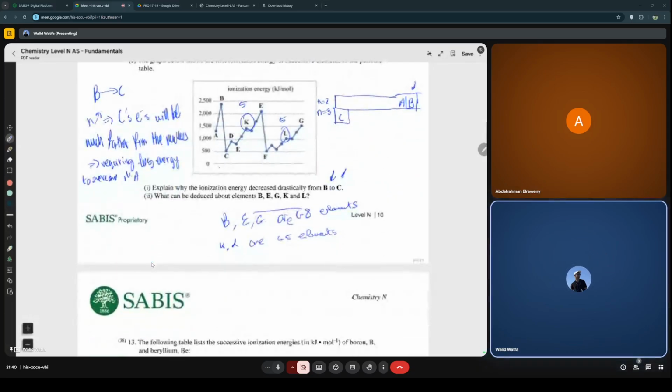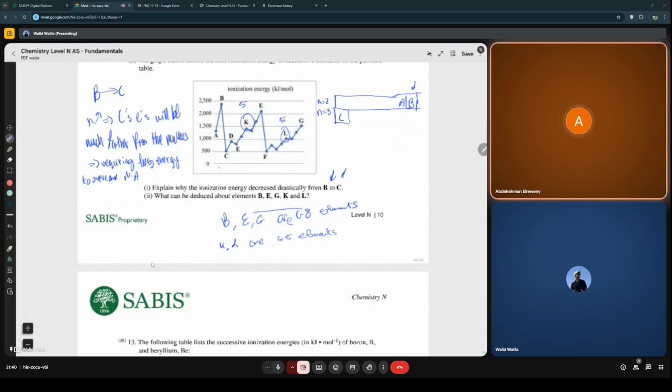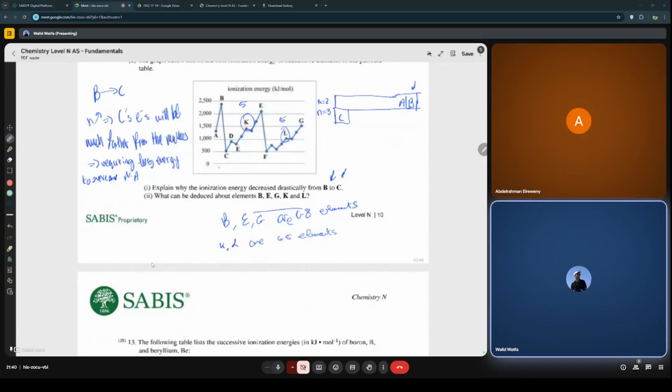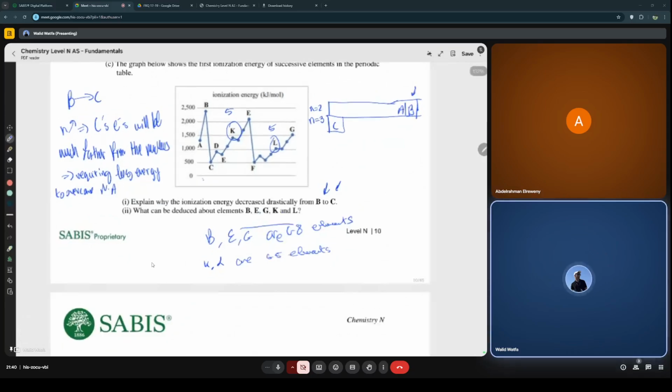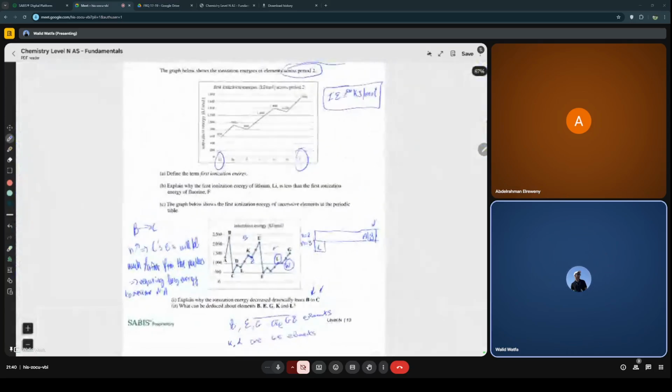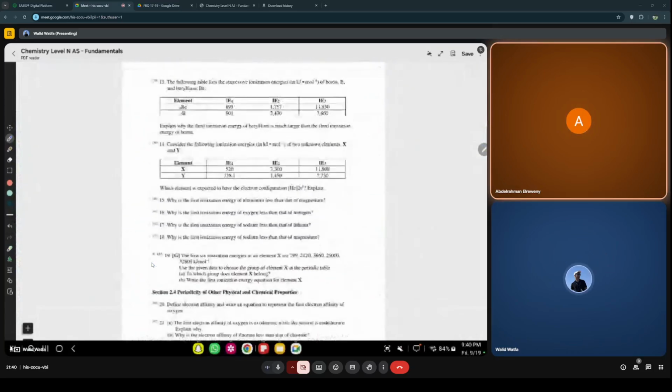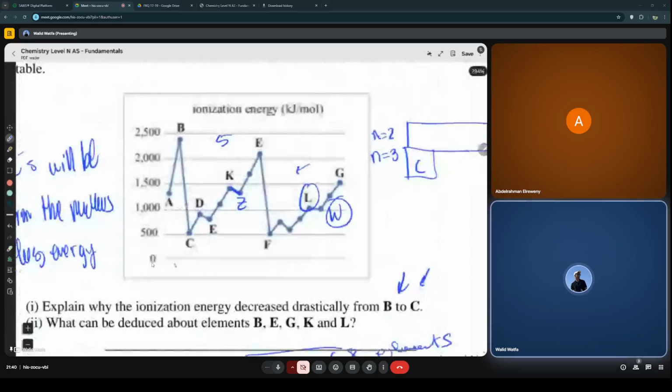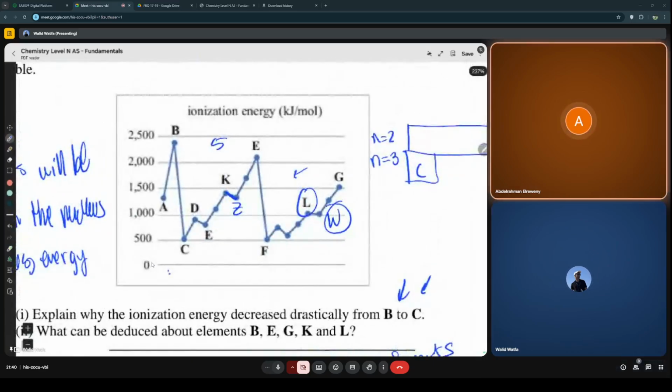Now deduce. Why would, this is a Watfa question. Okay. From K to Z, and L to W, why is there a drop in ionization energy? Maybe there's another question about it later, but why is there a drop here? This is from group 5 to group 6, an exception.